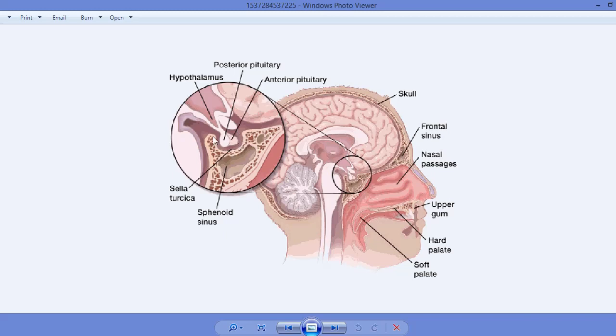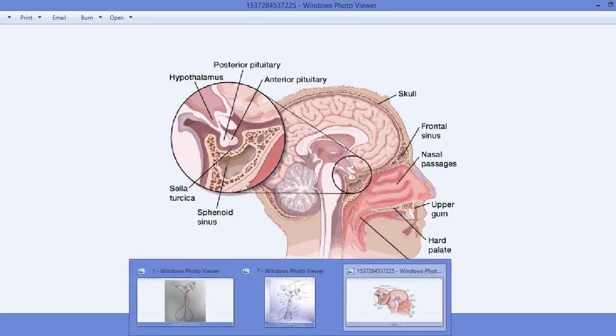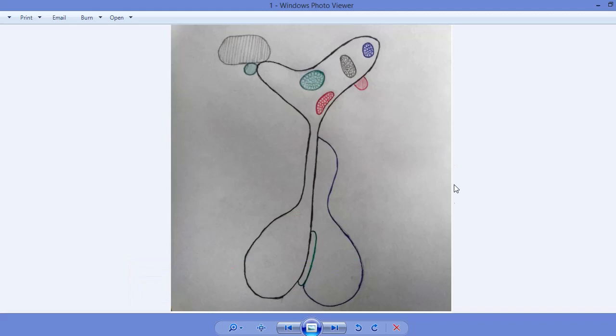So you can say that the pituitary gland is present inside the hypophyseal fossa of the sella turcica of the sphenoid bone. Once again, the pituitary gland is located inside the hypophyseal fossa of the sella turcica of the sphenoid bone. Now coming towards the first slide. This is the first slide.